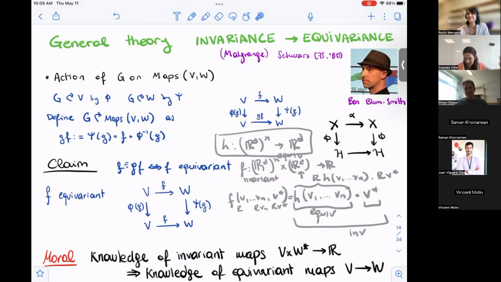Yeah. So this says, okay, if I have an invariant function of these terms, maybe all these commutative diagrams were not that useful as this. If I have an invariant function of these things and I take the derivative with respect to the last component, then I obtain an equivariant function, this. Or if I divide by v star, then I obtain this function that is equivariant. Okay.